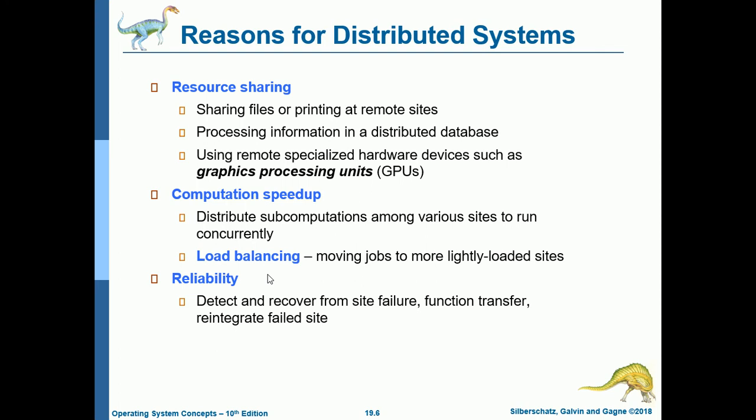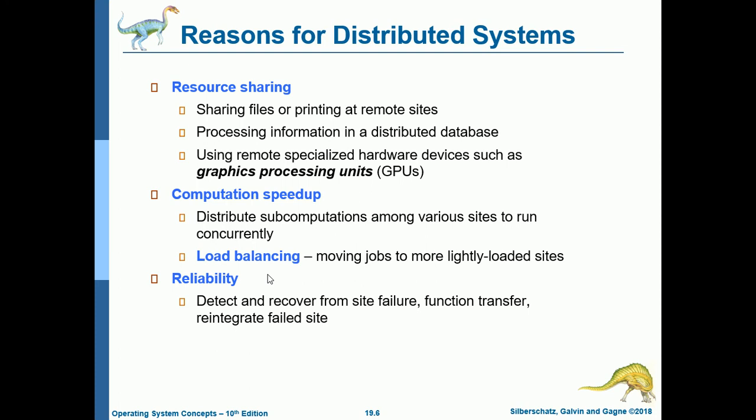And then we also have load balancing, so moving jobs to more lightly loaded sites, because the nodes, which of course can be processors, computers, machines, or hosts, are acting as one. So for load balancing, if this particular server has many tasks that have to be done at once, what the distributed system will do is distribute the other jobs of that server so that there will be load balancing.